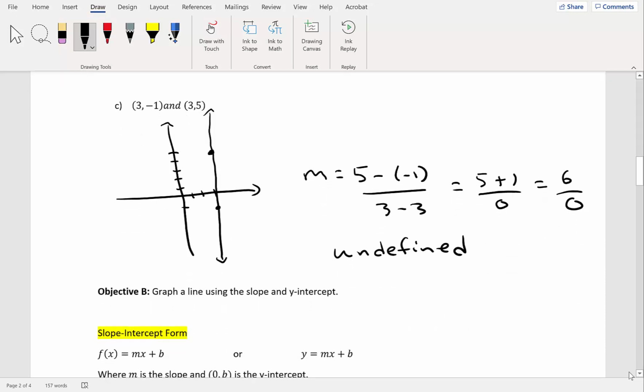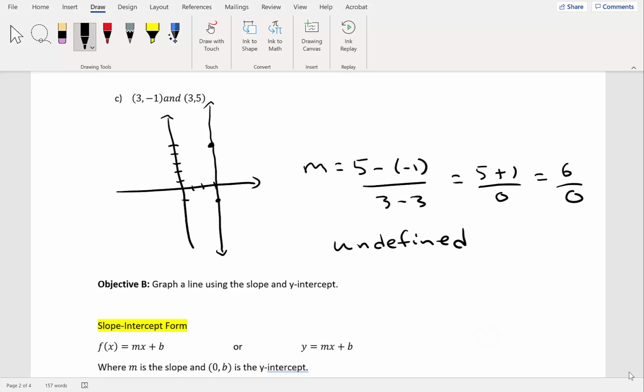Now we're going to take a look at a different way of graphing. We're going to be graphing using the slope and the y-intercept. So the y-intercept is the point on the graph where it crosses the y-axis. We're going to be using that point, and then we're going to use the slope to find one more point.